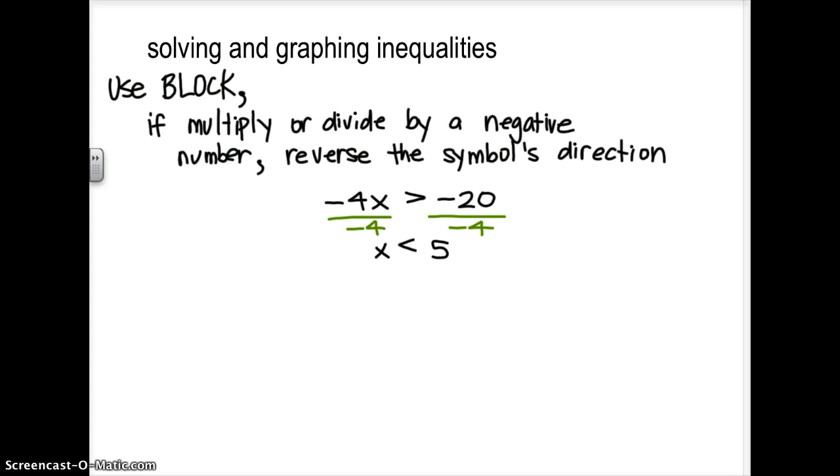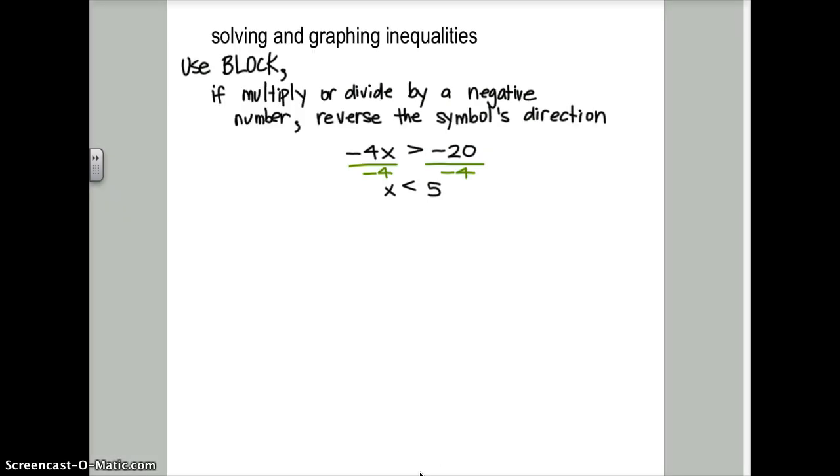There are a ton of numbers that are less than 5. There are infinitely many numbers that are less than 5. So what we do is we graph our solution. The answer here is a set. So we're going to graph that set of numbers and represent it graphically. Here's how we do it. The first thing we do, we need a number line.